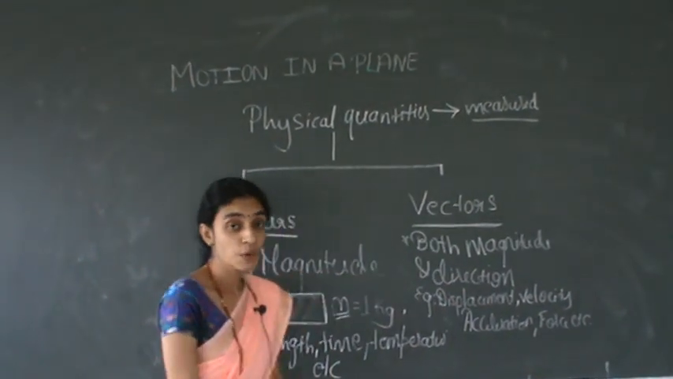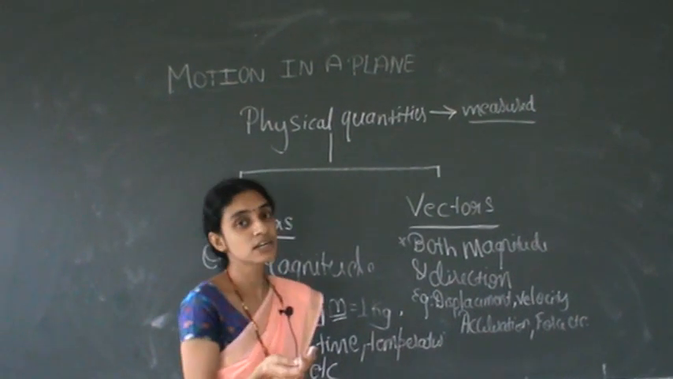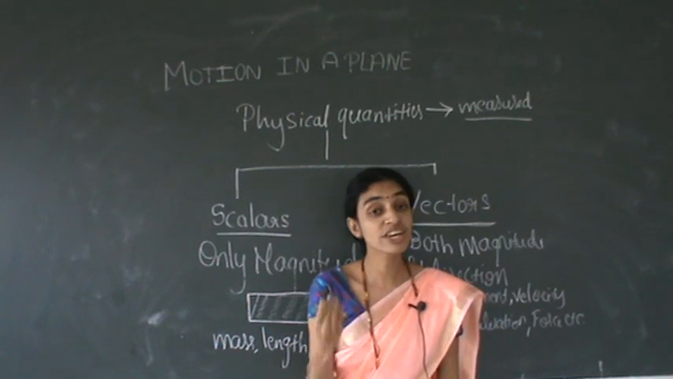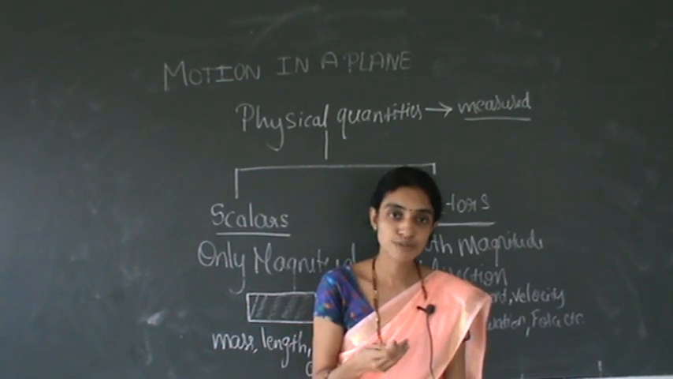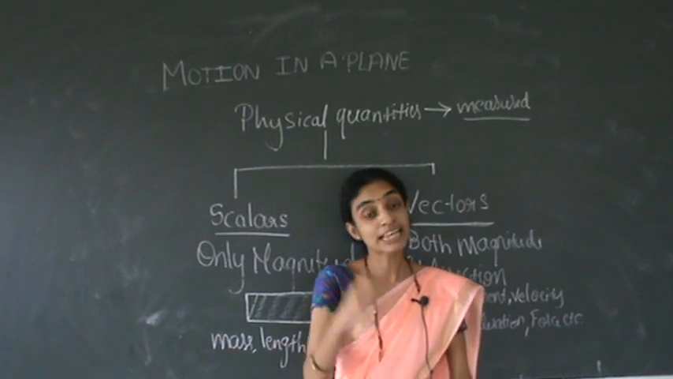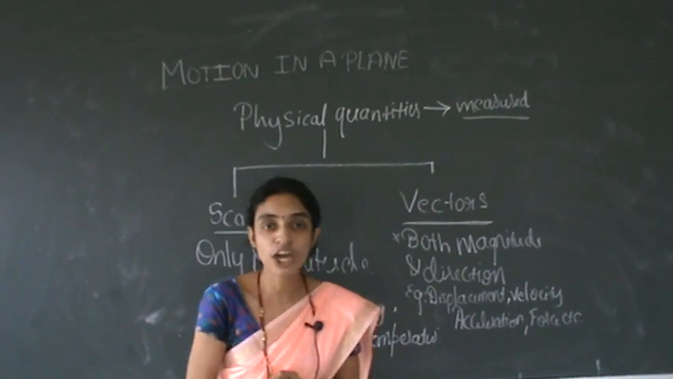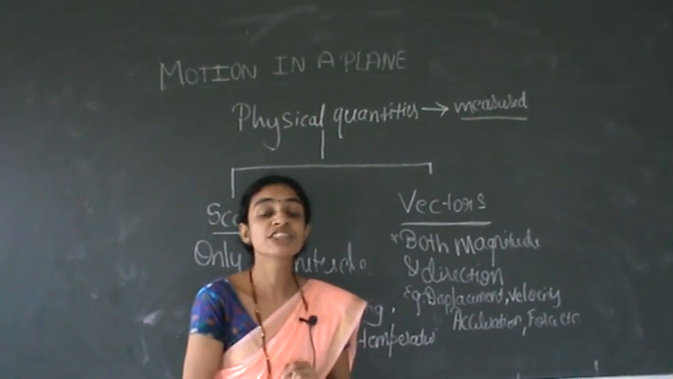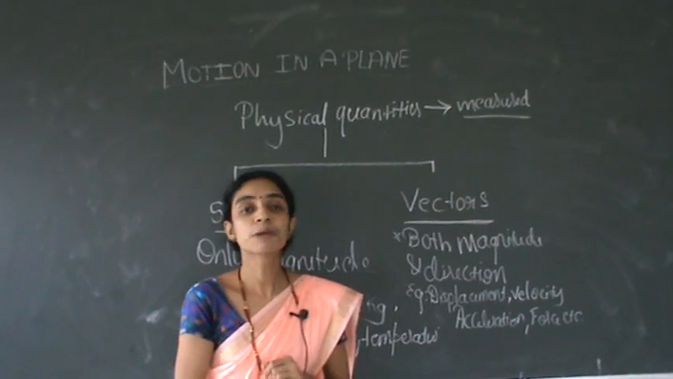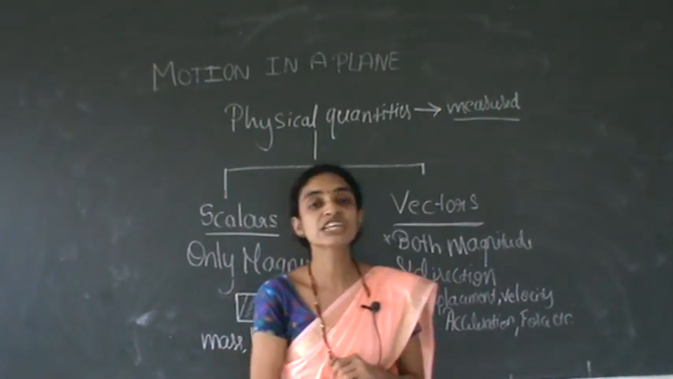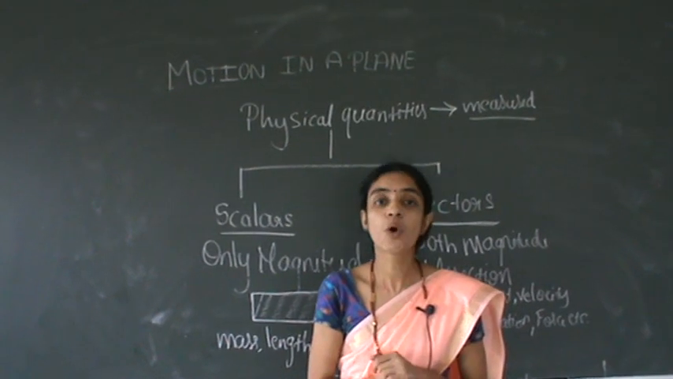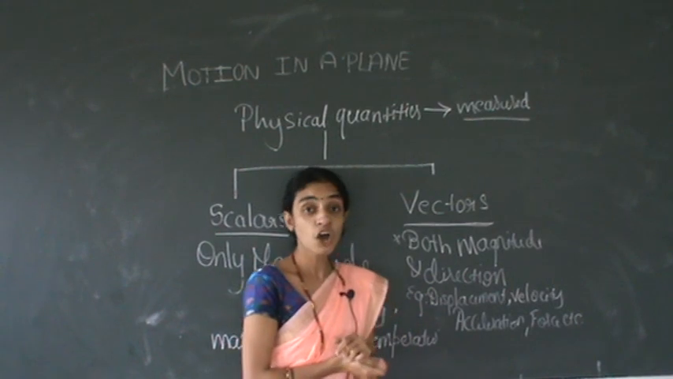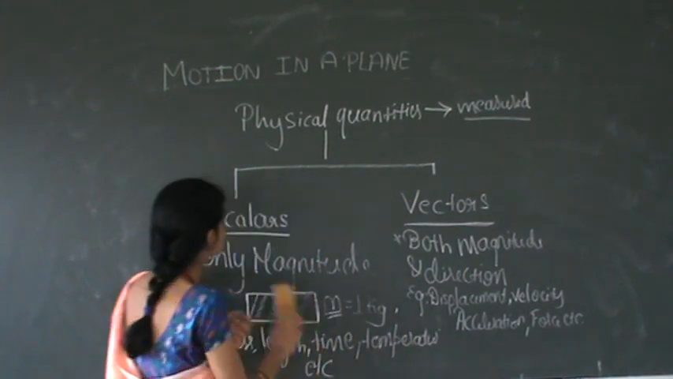We cannot add vector quantities by an algebraic method. There is one more method by which we can operate on vectors, either addition or subtraction. That method is the graphical method. For that we should know how to represent a vector. There is one representation for a vector quantity. I am going to talk about that.